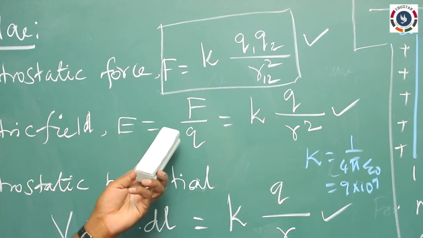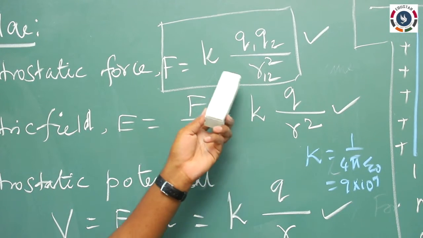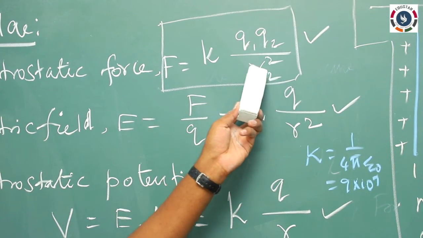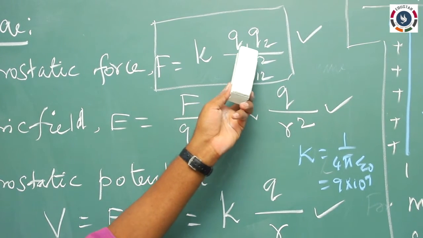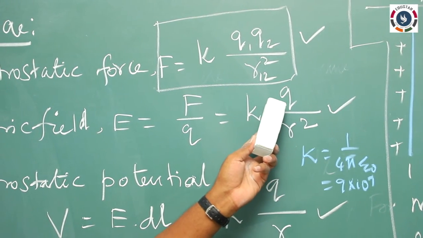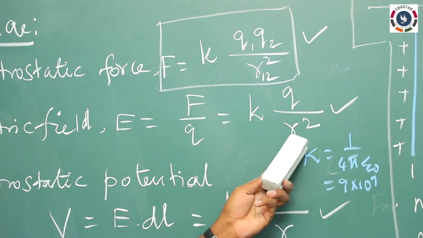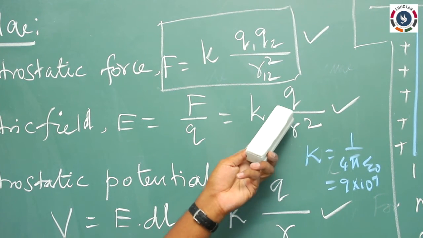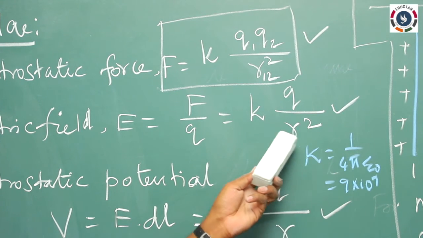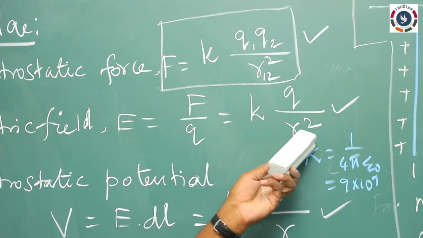So if you know the definition or the simple formula, we can obtain this formula. Here K into Q1 Q2 by R12 square. Dividing by Q, only K into Q1 Q by R squared. So only one charge is there, and the electric field at any point whose distance is R from the origin, that is R, the distance between the charge and the considered point. So the electric field at the point is K into Q by R squared.